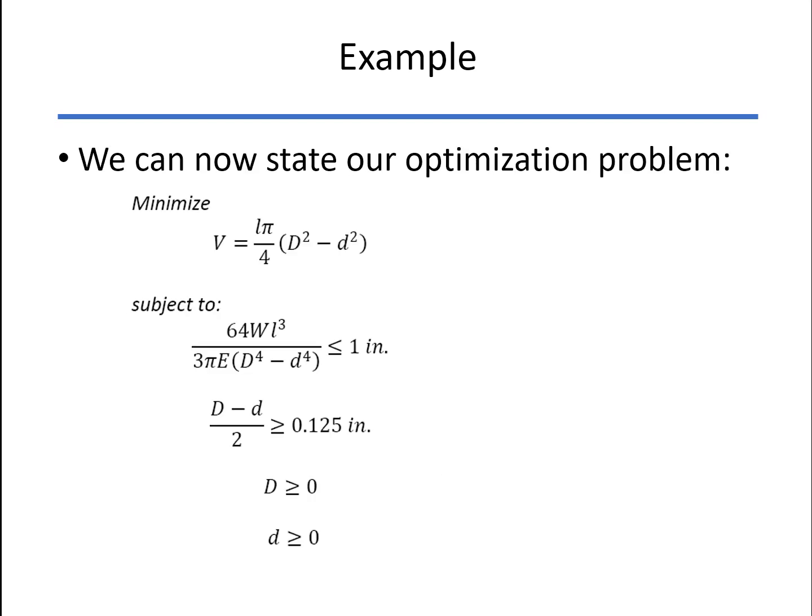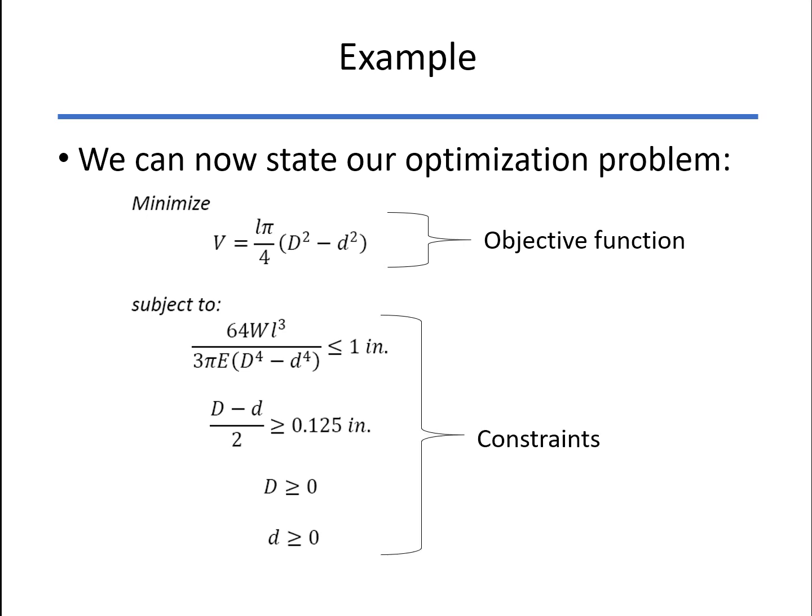Now we can state our optimization problem, and when we use Excel Solver in just a little bit, we set it up this way. What do we want to do? We want to minimize what we call our objective function. We want to minimize the volume. We're going to do it by changing our inputs, capital D and little d, and subject to what we call these constraints. Again, they're constraints on our problem in that whatever we pick, the deflection has to be less than or equal to 1 inch, our thickness has to be greater than or equal to 1/8 of an inch, and both the diameters have to be positive values. So that's how we would set up this problem.